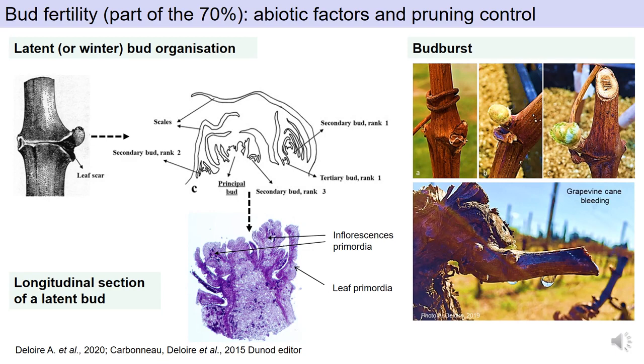And on the right hand side, you see a cane or a vine which is bleeding. This is what we call in French les pleurs de la vigne, and this is due to the fact that before bud break you need to have the right soil temperature and the right air temperature to break what we now call the eco-dormancy. And when the root starts to function again, then it's possible for the latent buds to start their development.